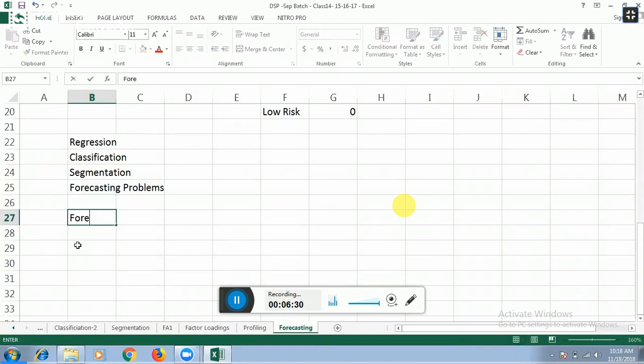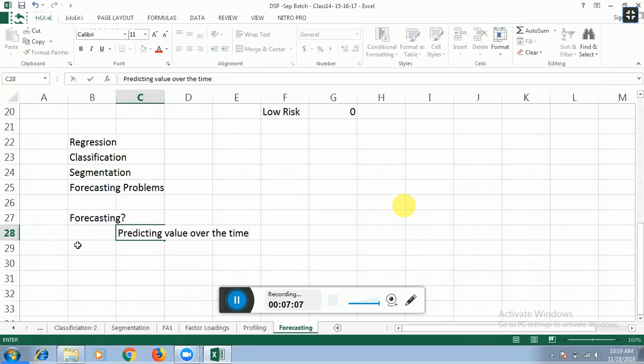So what is a forecasting problem, guys? What is forecasting? Predicting a value based on the past. What does that mean? So it's predicting a value, taking time into consideration, past time into consideration. Okay, so basically you are saying predicting a value over time.